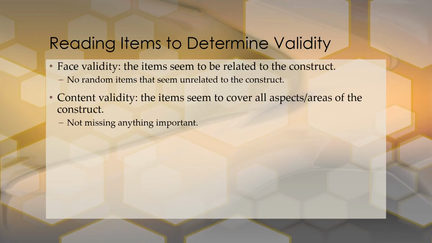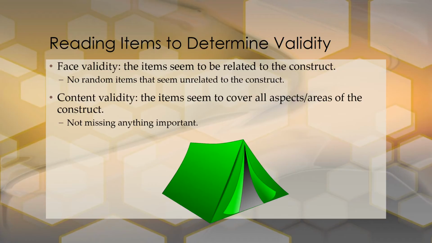But "I am a person of worth" seems face valid because it seems like it is measuring self-esteem just by reading it. Content validity is the second type you can consider, and that means that items seem to cover all aspects or all areas of the construct, so you're not missing anything important. So content validity means you're covering everything in that construct and you're not being too narrow in your items. So when you think of content validity, think of a tent. You're covering all aspects of that construct and not just a very narrow part of it.